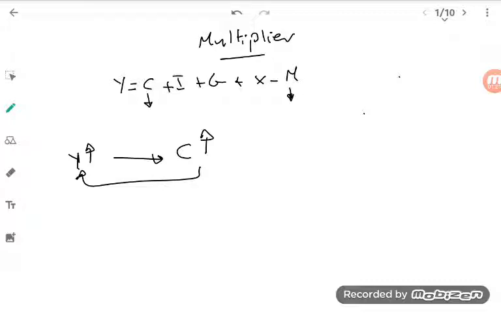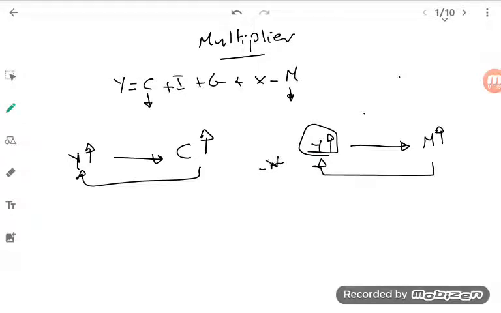And the same with respect to M. As income increases, M is going to increase, but M has a negative sign, which means that this will affect Y negatively. So there is a two-way link between aggregate expenditure and real GDP.